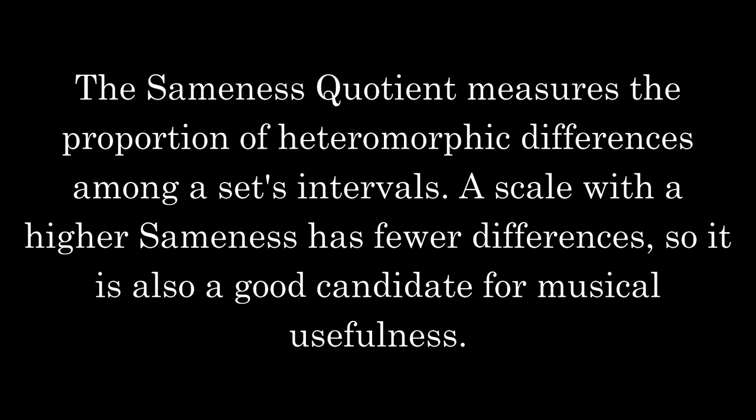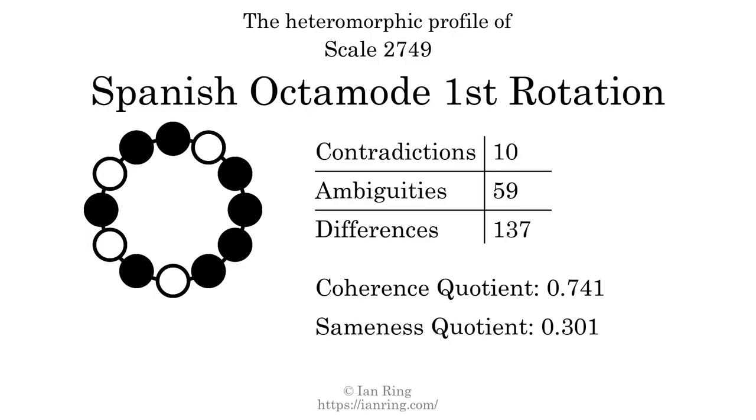The sameness quotient measures the proportion of heteromorphic differences among a set's intervals. A scale with a higher sameness has fewer differences, so it is also a good candidate for musical usefulness. The sameness quotient is 0.301.